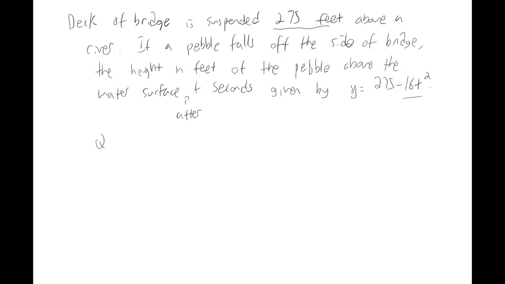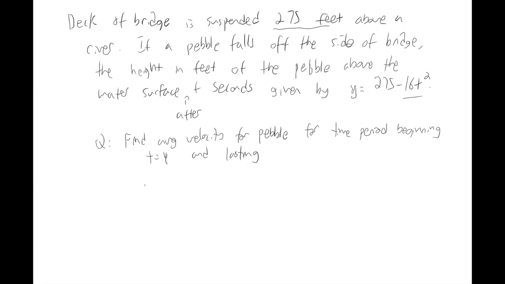So the question is: find the average velocity for the pebble for the time period beginning at t equals 4 and lasting, first, 0.1 second, second, 0.05 seconds, and third, 0.01 seconds.